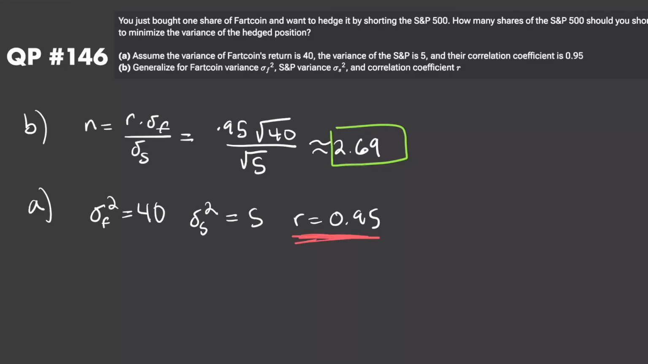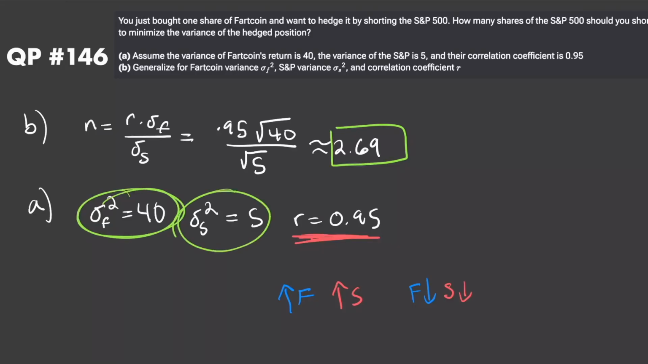Well, R is equal to 0.95 first of all, so we know that these stocks are very highly correlated with each other, right? That means when Fartcoin goes up, we're going to have the S&P 500 go up as well, and when Fartcoin goes down, the S&P will more than likely go down as well. Now we also know that the variance of Fartcoin is a lot higher than the variance of the S&P 500, right? 8 times as high. So Fartcoin is obviously a way riskier bet, right?